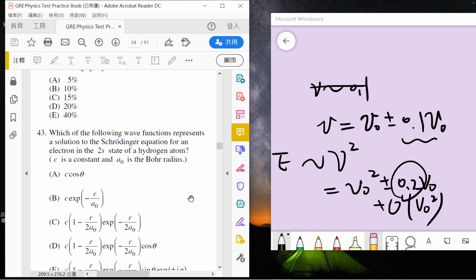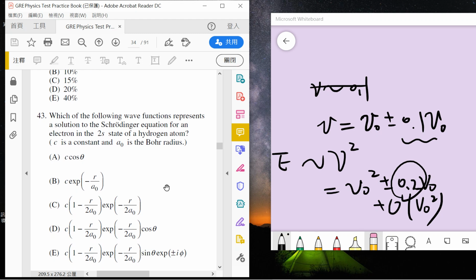Okay, and 43 is asking which one represents the wave function of the Schrodinger equation for 2s. Basically, A is C times cosine, and this is impossible because the answer should have some dependence on the radial direction. You need to remember that the s orbital is spherically symmetric, so there should be no theta and phi in the equation. So D and E are not okay.